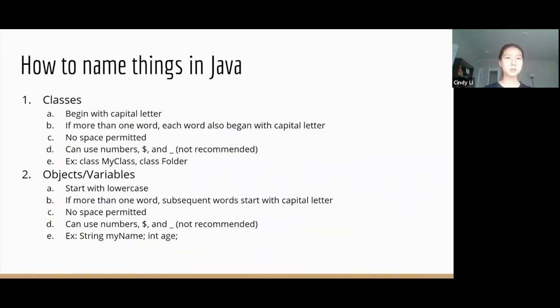The rules for number one, classes. Classes, if you remember, are the main box in Replit. I'll talk about that again once we get to the demo part. A class name must begin with a capital letter. If there's more than one word, then each word also begins with a capital letter. This is called camel case. I don't know if anybody has heard of it. Camel case. Is that how you spell camel? Yeah, I think that's how you spell camel.